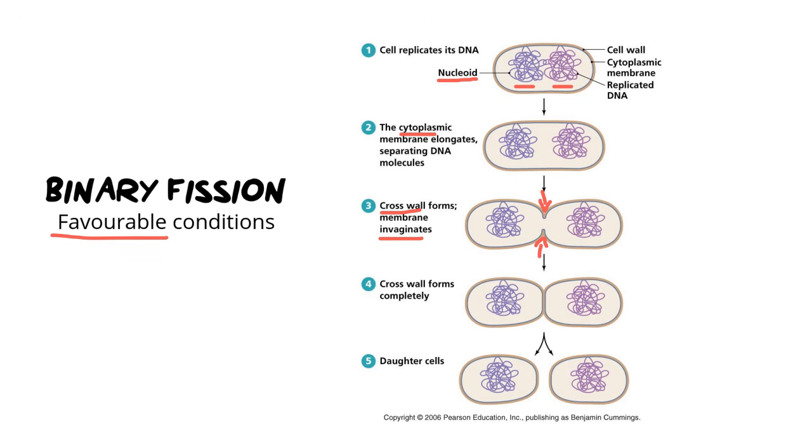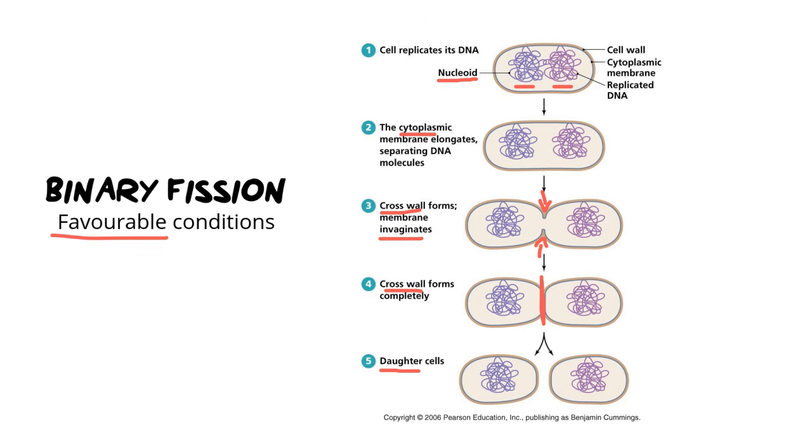And essentially what you're trying to do is make two identical cells. So the membrane starts to separate, the cytoplasm starts to separate, and finally a wall starts to appear in the middle. And as you can see in step 4, it says your cross wall has completely formed, which is this section over here. So now we have two separate cells. We refer to them as daughter cells, and that is how you make two identical bacterial cells through binary fission.